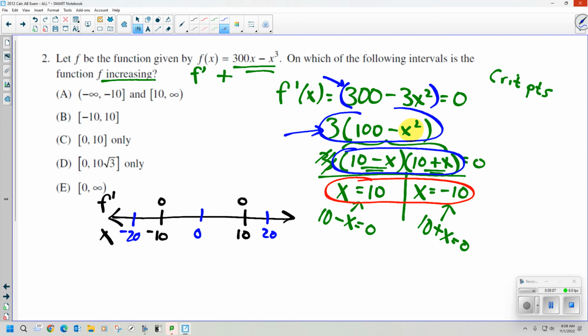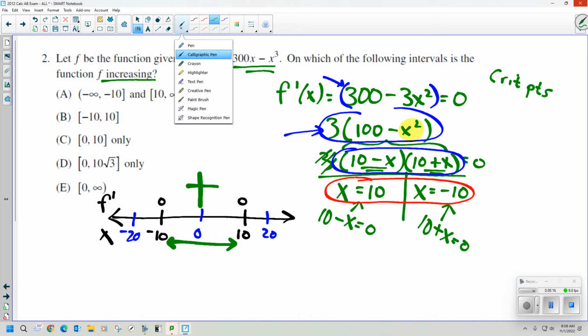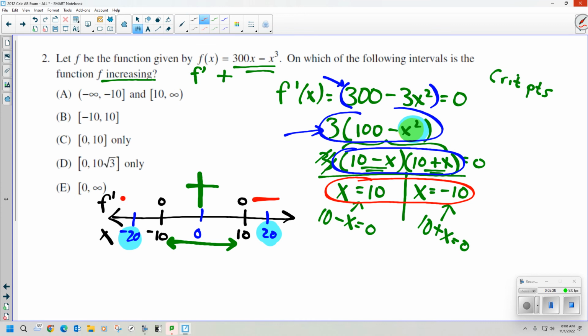So I've got a positive value between here. If I put any number into this x, if I put a 20 in there, I now have 100 minus 400 on the inside. Same thing if I put negative 20. Negative 20 squared is 400, so I still have 100 minus 400. If I put any of those numbers in there, it's going to be negative, which means it's a downward slope. It's increasing from negative 10 to positive 10. Number 2 should be choice B.